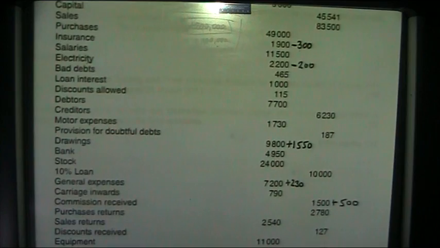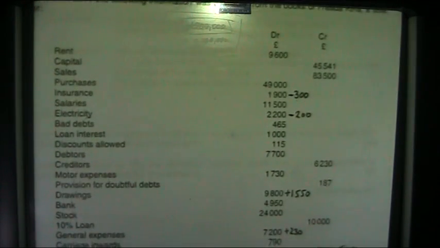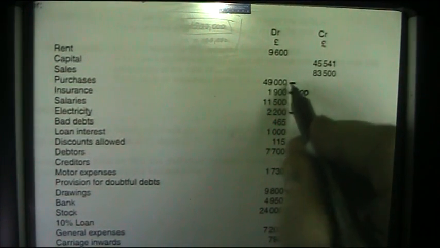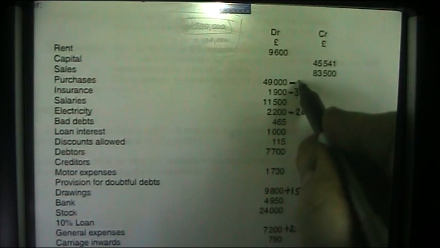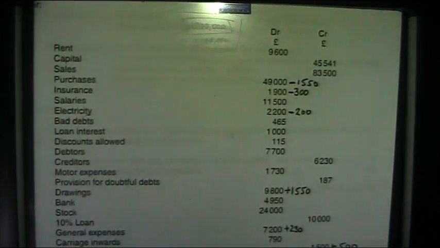Okay. Now, whenever the owner takes stock, the other one you need to adjust is your purchases. We can no longer have our purchases at $49,000 because some of the stock that we bought has been taken by the owner. So I'm going to minus off $15.50. Okay, just like that. And when I do the profit and loss, I've got to remember that.